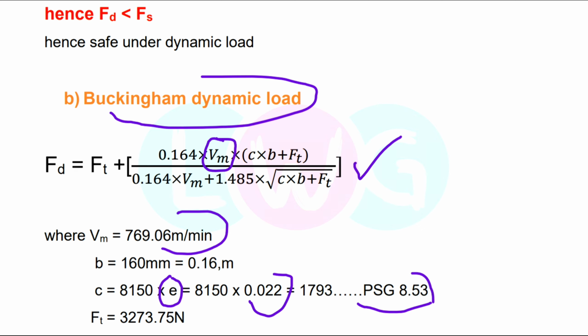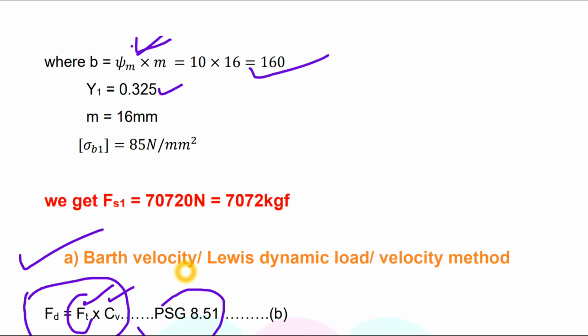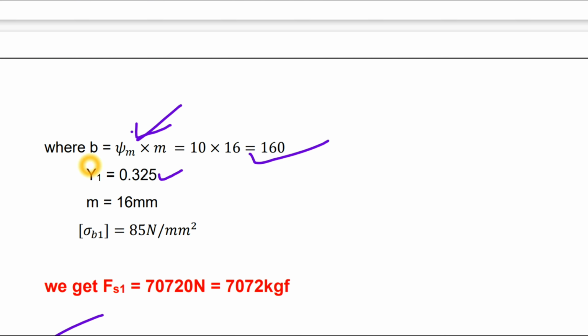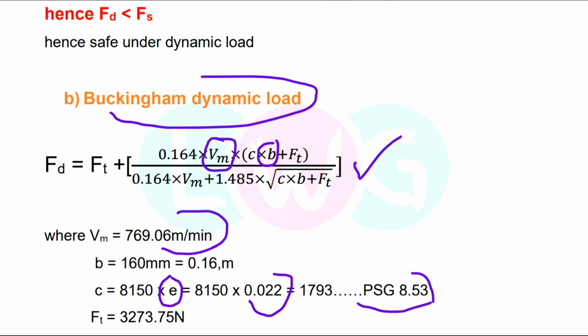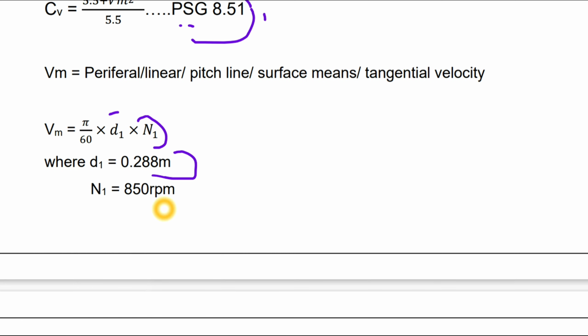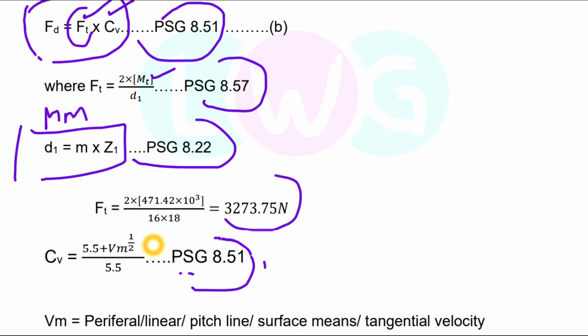Then comes the value of B. B is 160 mm, and the formula is Im into m. But here you have to keep it in meter, so it converts to 0.16 meter. FT you know the value, as we noted it here earlier. Value of FT is 3273.